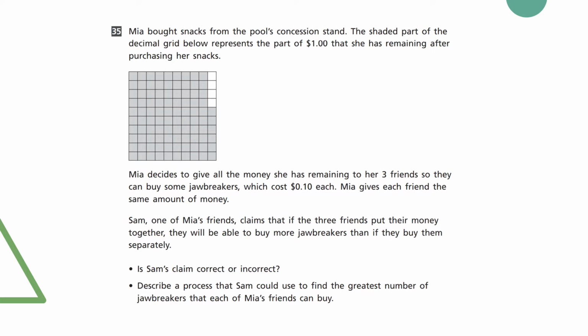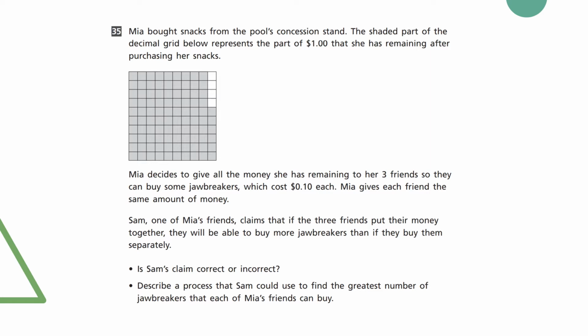Mia gives each friend the same amount of money. Sam, one of Mia's friends, claims that if the 3 friends put their money together, they will be able to buy more jawbreakers than if they buy them separately. Is Sam's claim correct or incorrect? Describe a process that Sam could use to find the greatest number of jawbreakers that each of Mia's friends can buy.